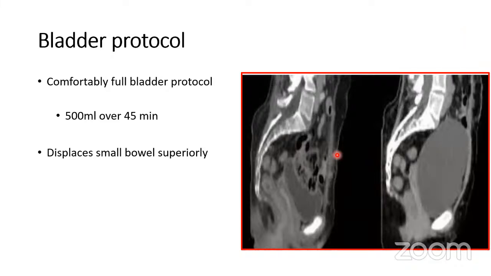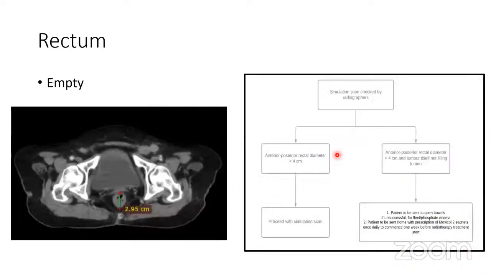Next is the bladder protocol. We need to simulate the patient either 2D or 3D with a comfortably full bladder protocol, because that helps in reducing the small bowel toxicity as it displaces the small bowel superiorly. So we routinely follow 500 ml over 45 minutes, which is the comfort bladder protocol followed in our institute.